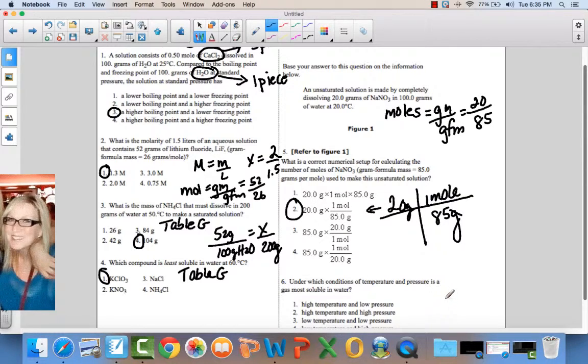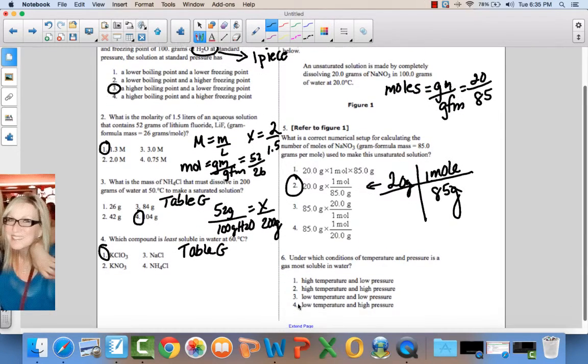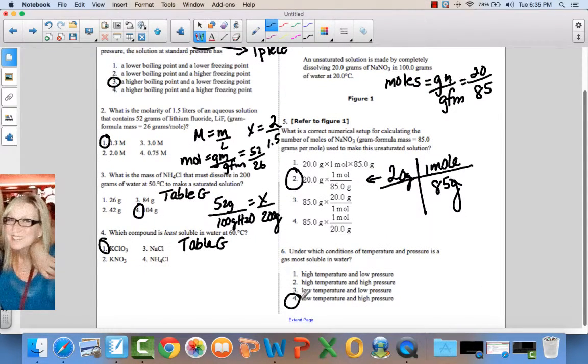6. Under which conditions of temperature and pressure is a gas most soluble in water? Well, gases don't like to go into solution. So if you're going to get a gas into a solution, you need to force it in, like CO2 in soda. So CO2 is forced into soda under high pressure, and it's got to be low temperature because we want the molecules close together. If we have high temperature, the molecules are going to be spreading apart, and that's going to make it even more difficult to put the gas into a liquid.